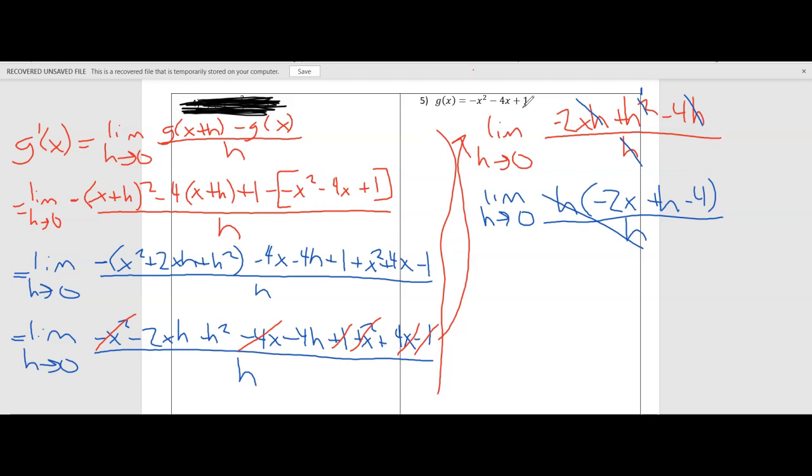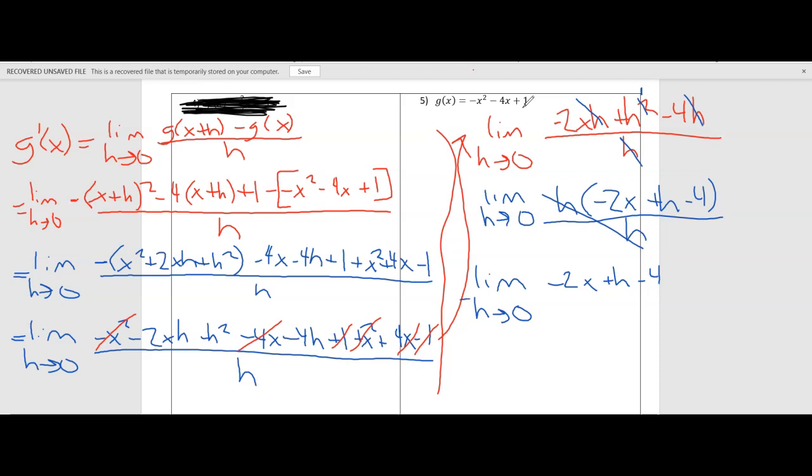And I think I misspoke before. We're trying to eliminate the h in the denominator, not necessarily the numerator, because we can't have a 0 in the denominator. But if we have a 0 somewhere in the numerator, that could be okay. Once we have simplified out the denominator, we're left with the limit as h approaches 0 of negative 2x plus h minus 4. And we can try direct substitution again.